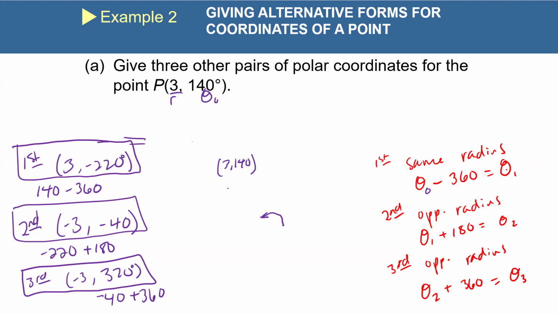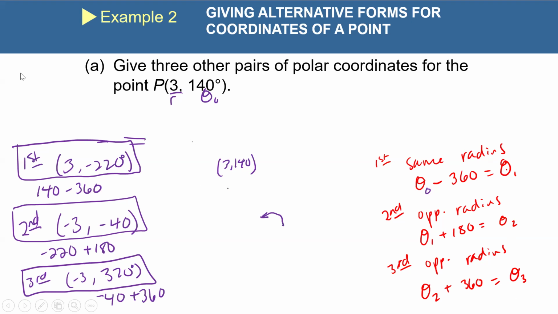Because I now went clockwise the other way around. The next one would be finding the opposite radius. The opposite radius is that instead of my radius being positive, it is now negative, and it's going to be across from it, which means I only go 180 instead of 360. And then the last one comes from finding its coterminal by adding 360 to that. So let's do it all together in math.